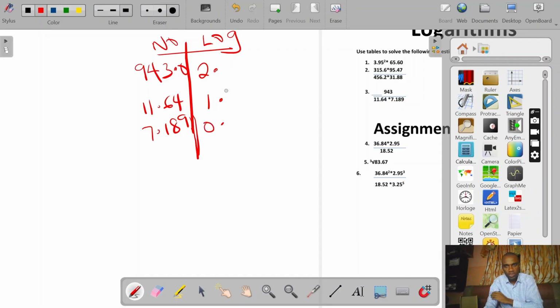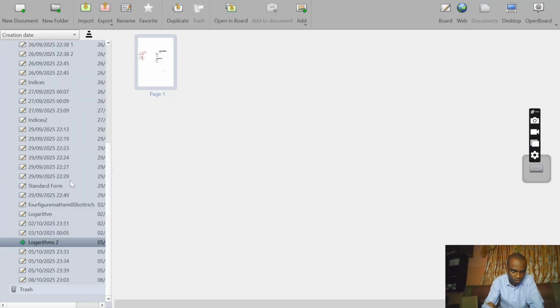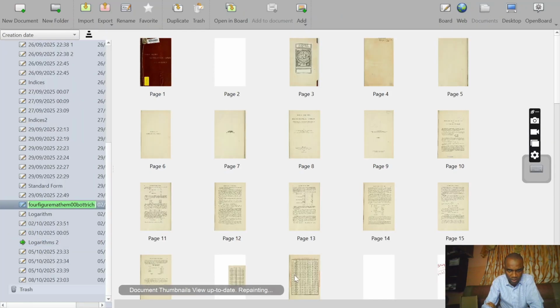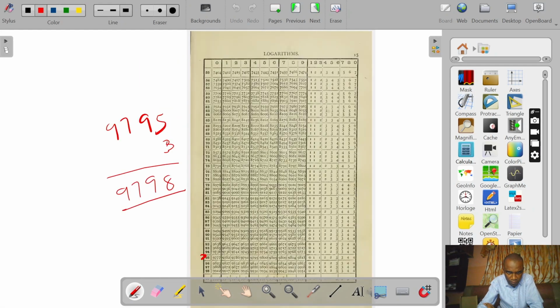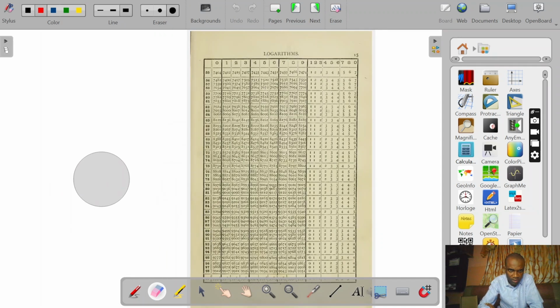So now let's go get the 4-figure table equivalent of 94 under 3, difference 0. Let me clean this, we don't need this again. 94 under 3, difference 0, to avoid confusion. So we have 94 here, then 0, 1, 2, 3. That's 9745.